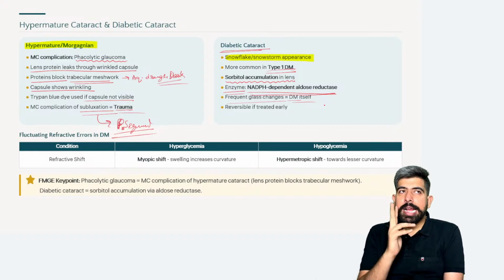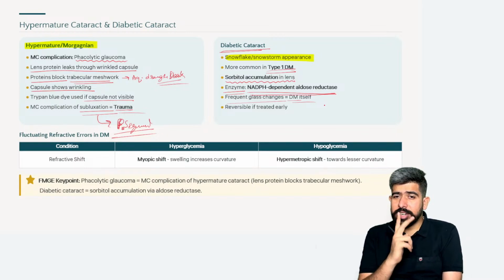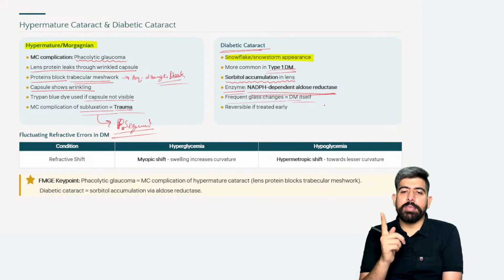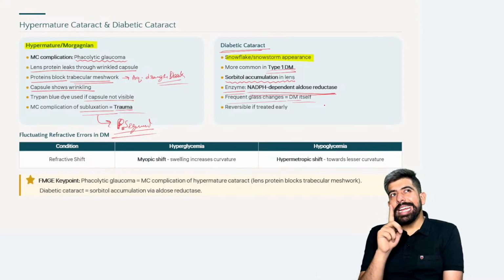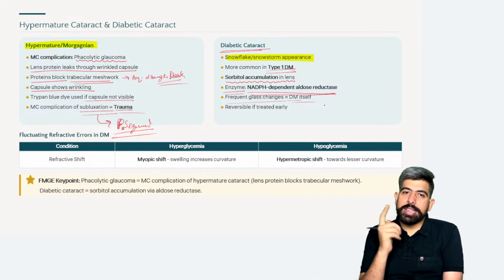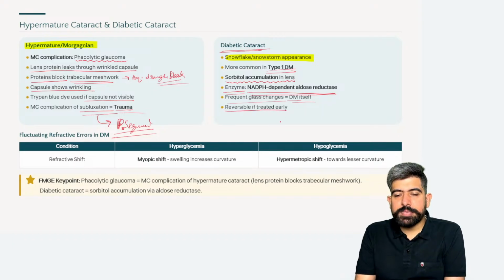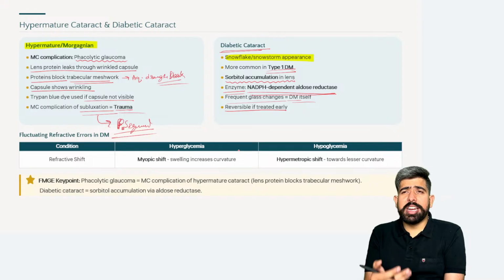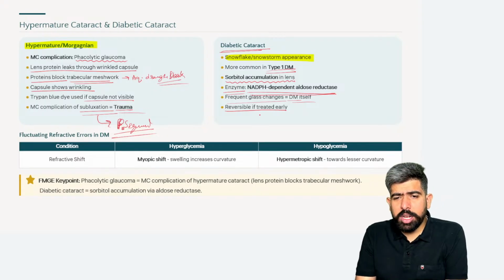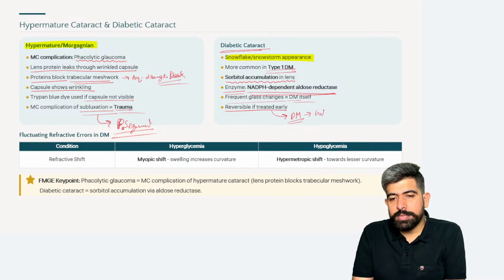Please think about it. Also, if they mention opacities on the lens, we can go for the diabetic cataract with the frequent changing of glasses. If they don't mention any opacities on the cornea or on the lens, we should go for keratoconus. Please remember it. And these are reversible if treated early. If in the early stages we treat the diabetes, what do we have to treat? Yes, the diabetes mellitus. Now your question: how do we treat the diabetes mellitus? We need glucose control.